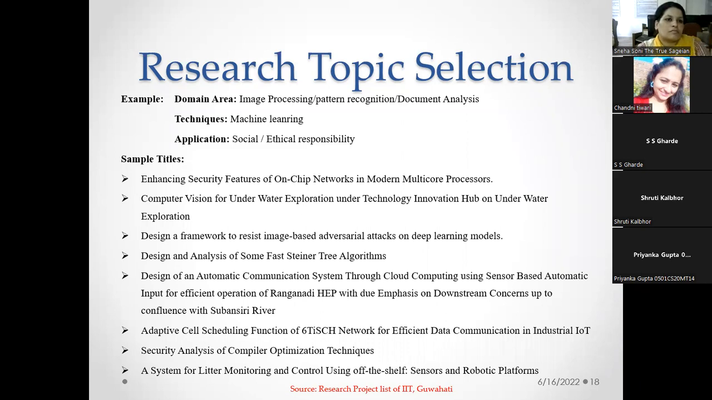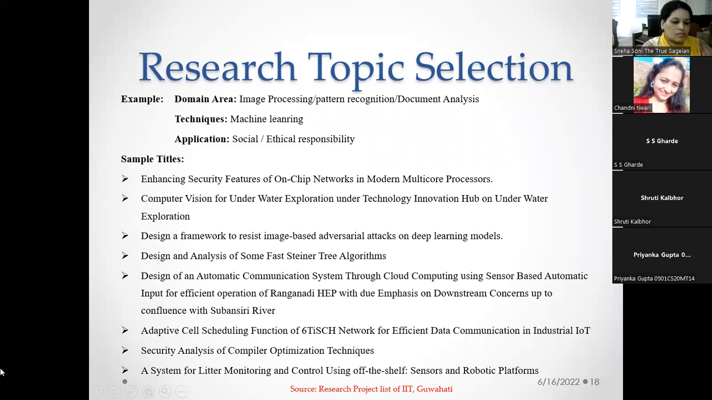Some sample topics are given, to show how you can name your topics. I have collected some research topics from IIT Guwahati. Here, like enhancing security features. Look at the design of that particular title: enhancing security features on chip networks in modern multi-core processors. Since it says on chip networks, the domain area is computer network. On chip network, talking about security, means computer security is the domain.